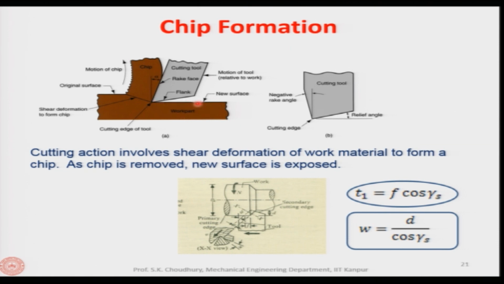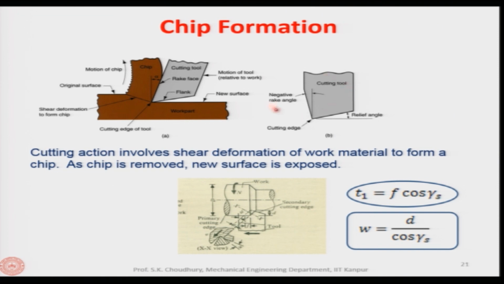Now, this is the new surface which is being generated, because the original surface was here, and because of the removal of the depth of cut, that much the tool has plunged, the new surface has been generated. And this is the shear deformation to form the chip, and this we will call a plane at this moment because here it is shown as a line. This plane is called the shear plane and the angle between the shear plane and the cutting velocity vector will be the shear plane angle. In detail we will discuss later on.